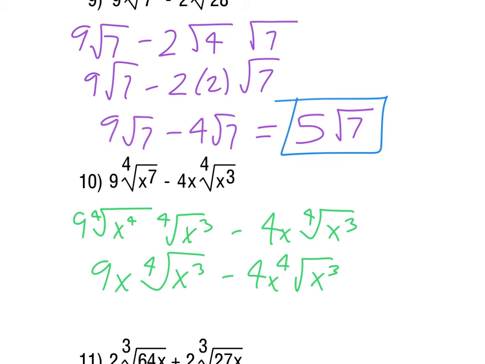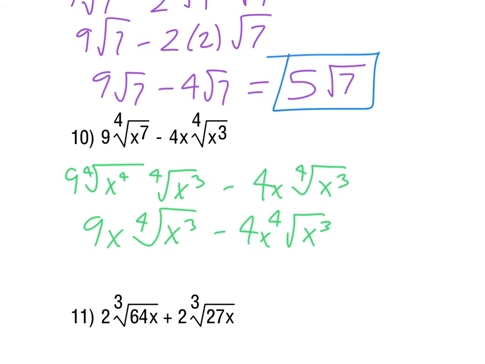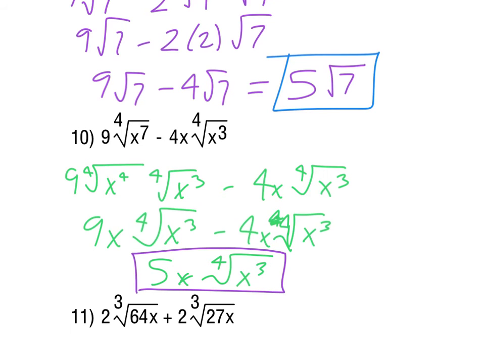So we have a lot of things working together here, particularly how we've got 9x minus 4x there. And again, this is a 4th root, not an x to the 4th power. They're both 4th roots of x cubed, so these are completely like terms. We can just do the 9x minus the 4x and get 5x times the 4th root of x cubed. And that is what we end up with for number 10.